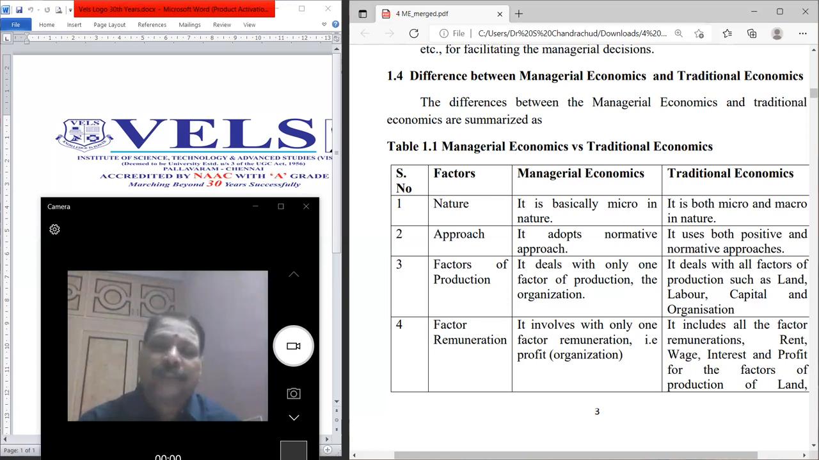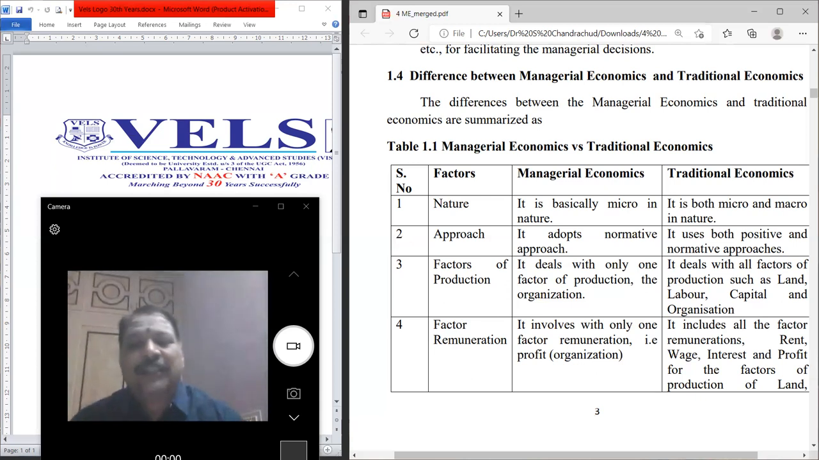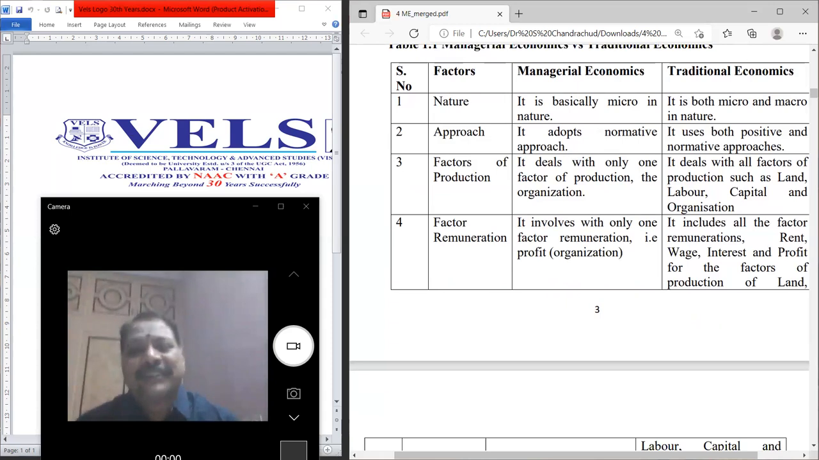The third difference is the factors of production that we are considering. Actually, there are 4 factors of production: land, labor, capital, and organization. But managerial economics deals only with the one factor of production called organization. But if you see traditional economics, it deals with all the factors of production such as land, labor, capital, and organization.